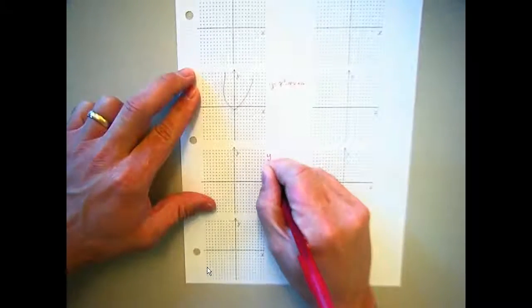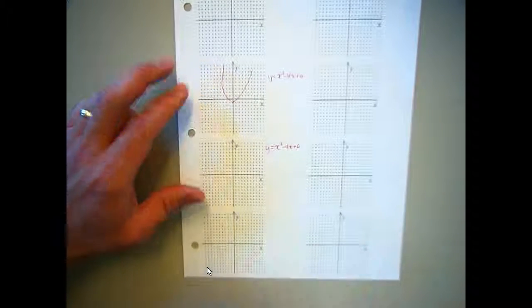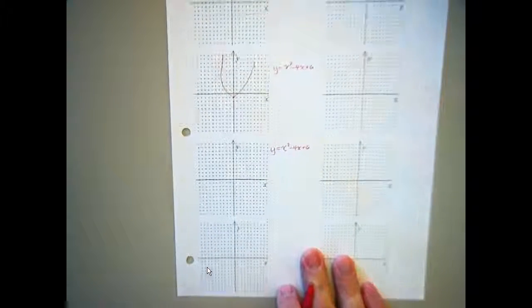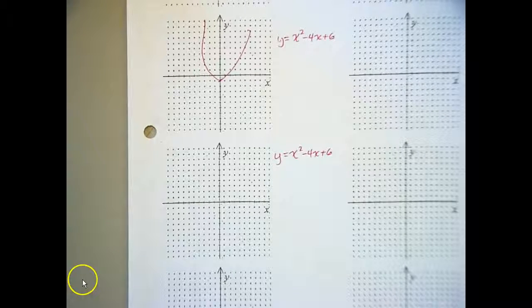Okay. So if I'm graphing y equals x squared minus 4x plus 6, the first step, we need to make sure that we find the vertex. So everyone gets 30 seconds. Find that vertex, best you can, 30 seconds. Okay, tell your neighbor what you got again.